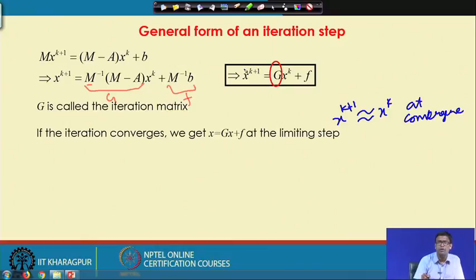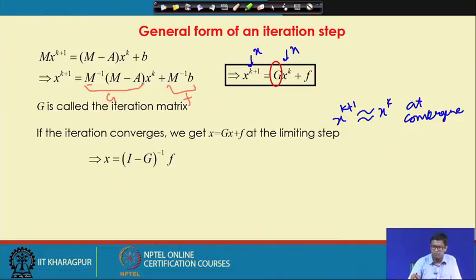So, if we look into x k plus 1 is equal to G x k plus f, both will have the same value x, and we get the equation x is equal to G x plus f at the limiting step. Therefore, x is equal to I minus G inverse of f. Now, this x is the solution of the equation, so this x should also satisfy A x is equal to b.